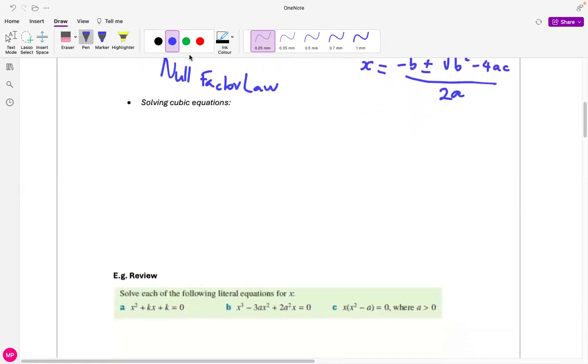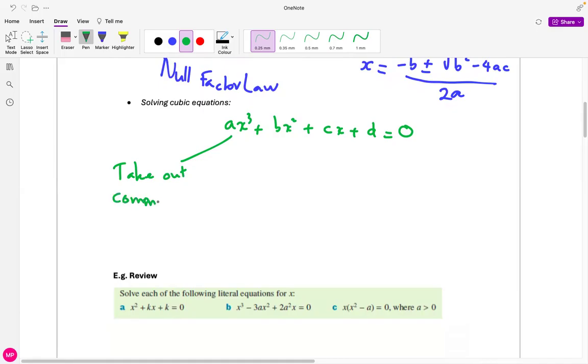If you want to solve a cubic equation, the general form for a cubic is ax cubed plus bx squared plus cx plus d equals 0. Now, if you can take out the highest common factor, which is HCF, then please go ahead and factorize that. Okay. If you can't factorize it, then unfortunately we don't have a formula.